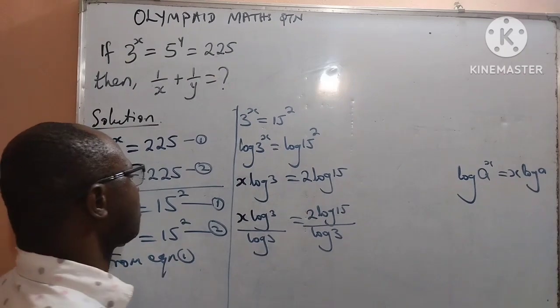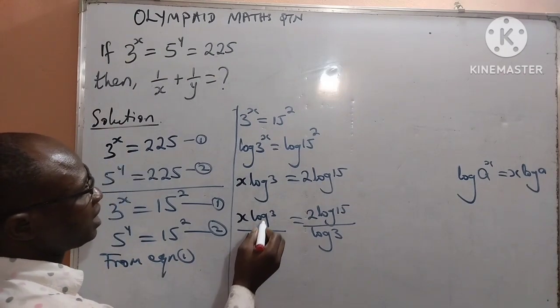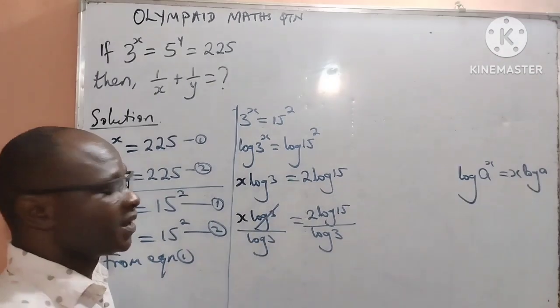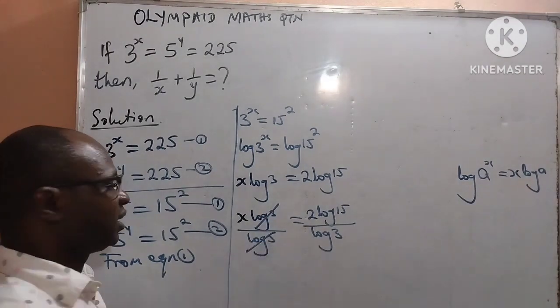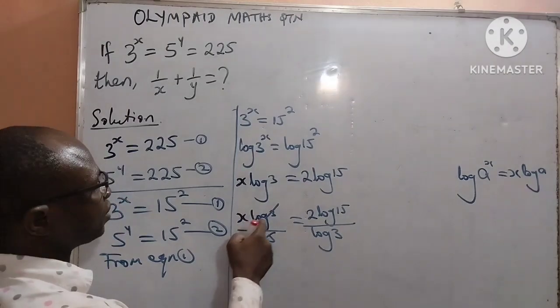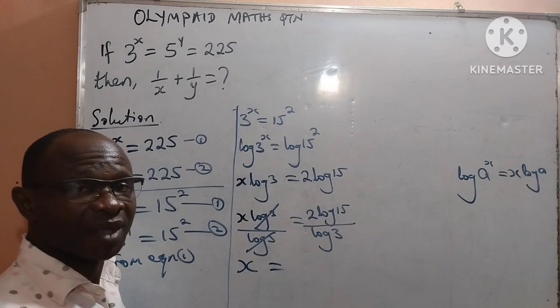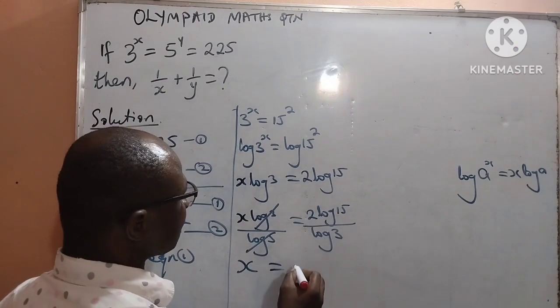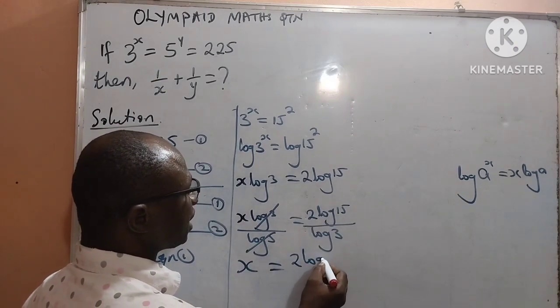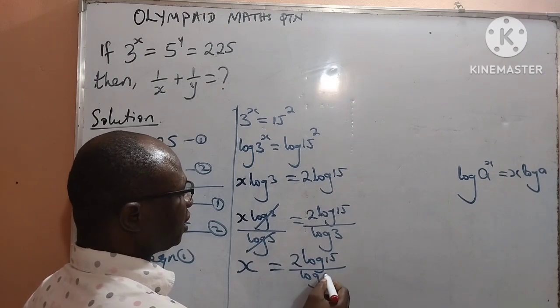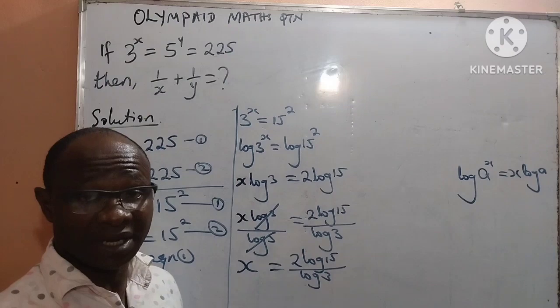And if you see what I am seeing here, on the left hand side, I have the logarithm of 3 at the numerator and the logarithm of 3 at the denominator. So if I cancel the two of them, I'll be left with x on the left hand side. And on the right hand side, I will still have 2 times the logarithm of 15 divided by the logarithm of 3. This is what I have now.